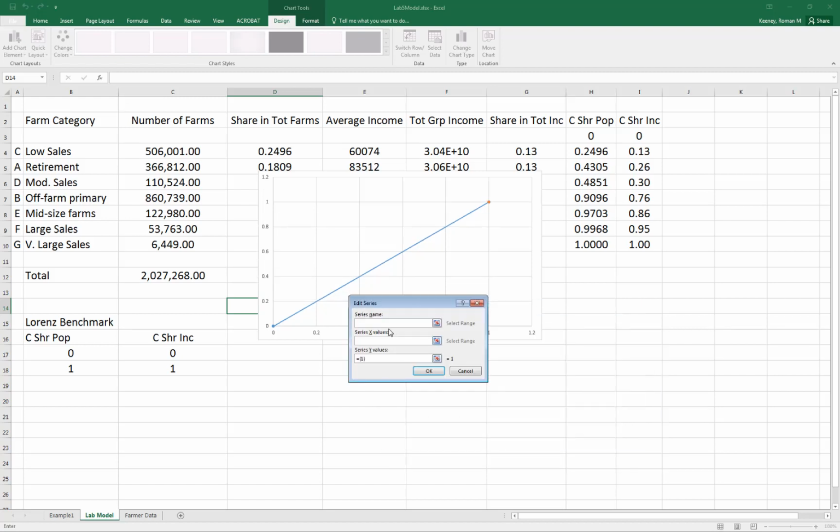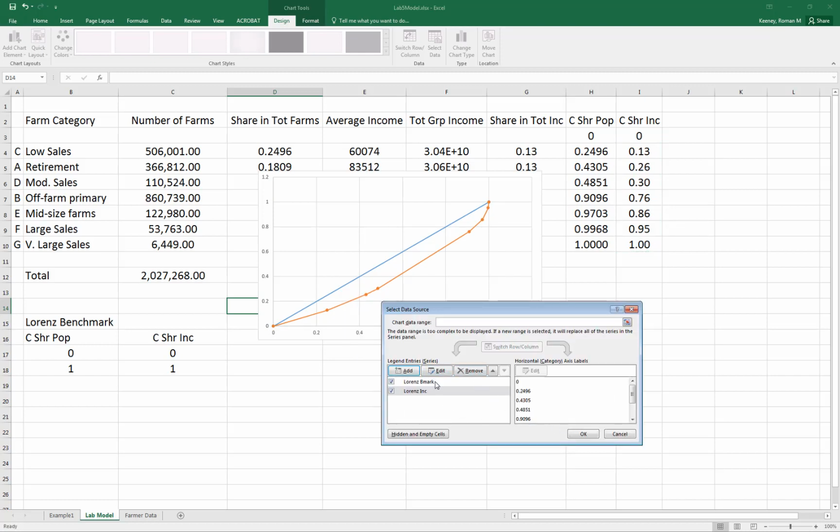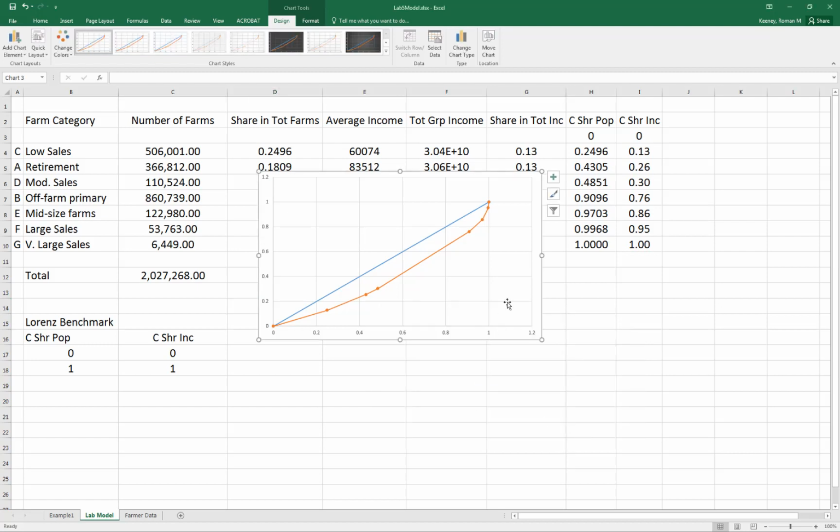So we just click add, and this will be my Lorenz income measure, the Lorenz income curve. For the x values, again, you need to catch that 0 so that it actually draws it all the way down there. So 0 to 1. The cumulative share of the population will be the cumulative shares on the x-axis, and then the cumulative shares on the vertical axis, or the y-axis, will be the income ones. For the series name, I already did that: Lorenz benchmark, Lorenz income, and we have our graph.